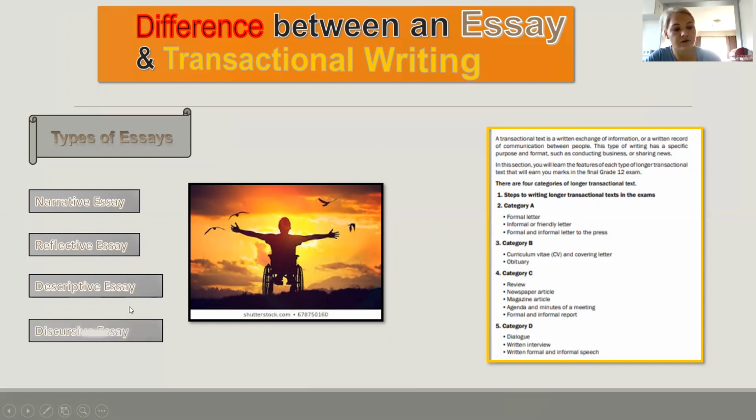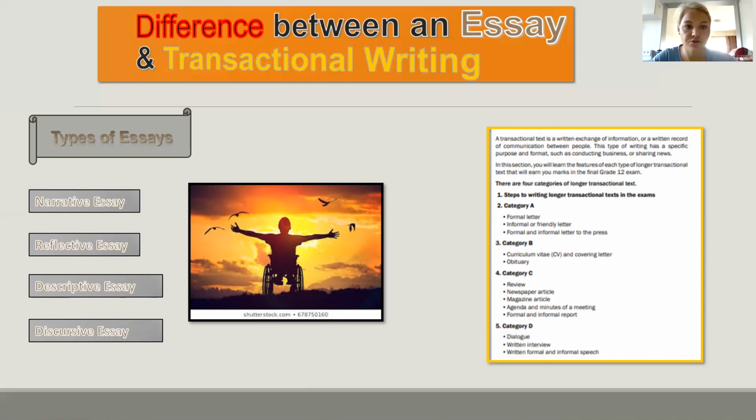Okay, and then you can write the discursive essay. So when you look at this picture, what do you see? Which contrast of good and bad can you maybe write about? So a discursive essay, you need to be objective. You cannot write about your own opinion. So you must really be factual in a discursive essay.